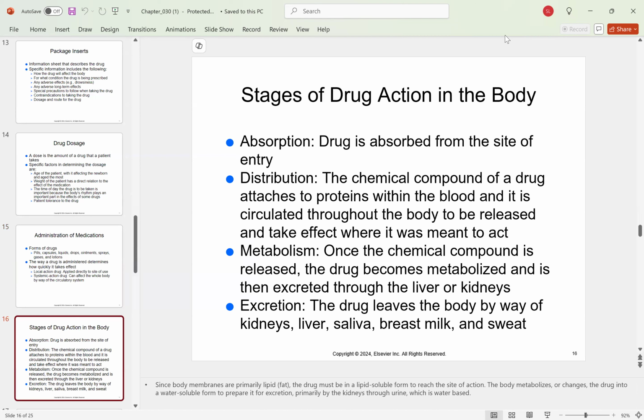The stages of action include absorption. This is the way the drug is absorbed from the site of entry. Distribution: the chemical compound of a drug attaches to proteins within the blood and is circulated throughout the body. Metabolism: once the chemical compound is released, the drug becomes metabolized and is processed through the liver or kidneys. And then excretion: the drug leaves the body by way of the kidney, liver, saliva, breast milk, and sweat.